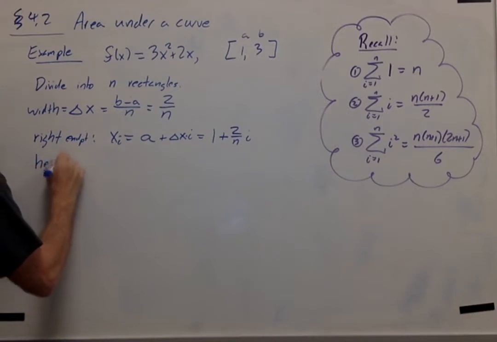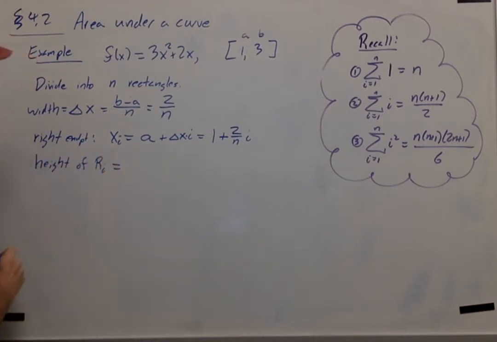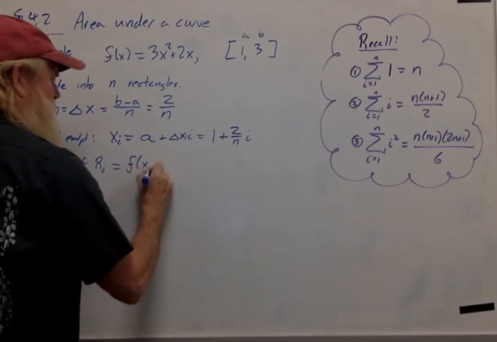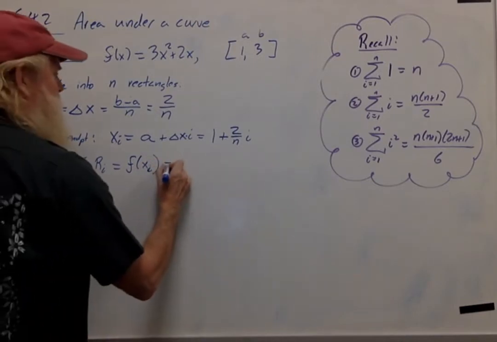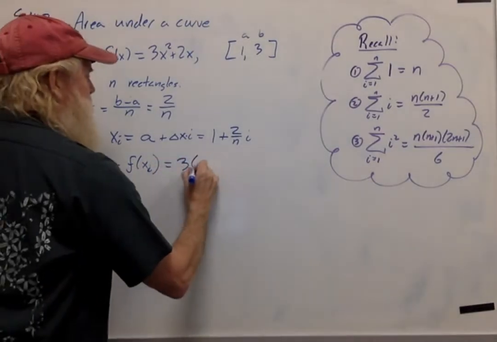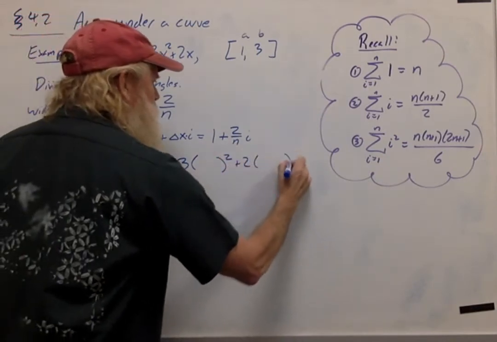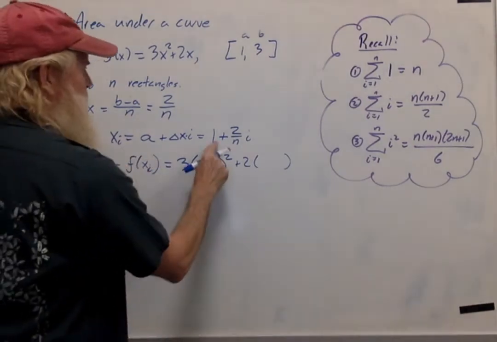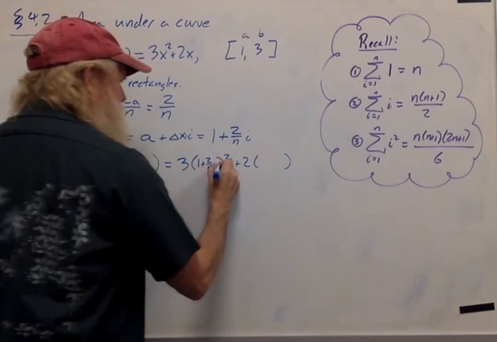The height of r sub i, if I use the right endpoint approximation, is f of x sub i. I take x sub i and substitute it into f. So that's 3 times x sub i squared plus 2 times x sub i. So there's going to be a little bit more algebra going on here. For x sub i, I'm plugging in 1 plus 2 over n times i.